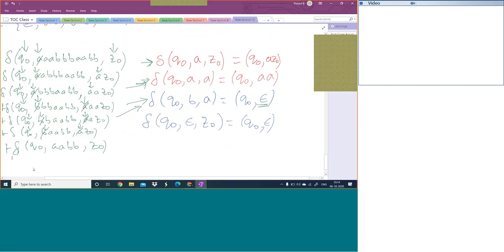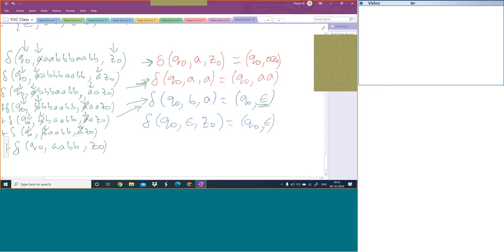Q0 is the state, AA is the input string and Z0 is the stack symbol, because this A is deleted. Now again the machine has reached Q0. This is W and Z0. The machine has reached the initial position. Q0, A, Z0. This is the present situation. So this Q0 comma A comma Z0.